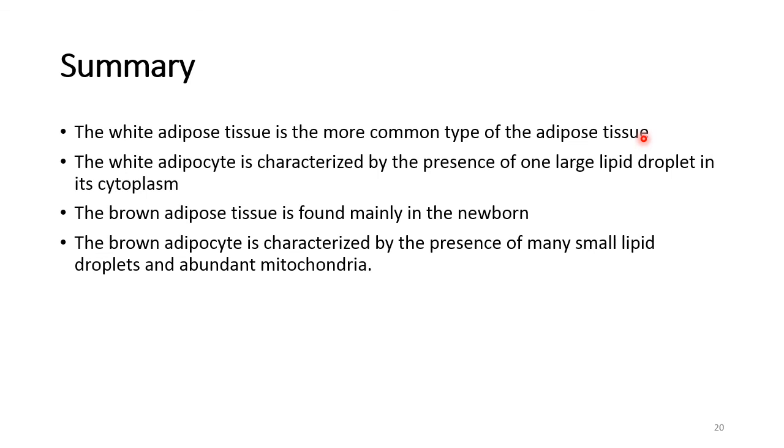Now let's summarize what we have talked about in this lecture. The white adipose tissue is the more common type, and the white adipocyte is characterized by the presence of one large lipid droplet in the cytoplasm. The brown adipose tissue is found mainly in the newborn, and the brown adipocyte is characterized by the presence of many small lipid droplets and abundant mitochondria.